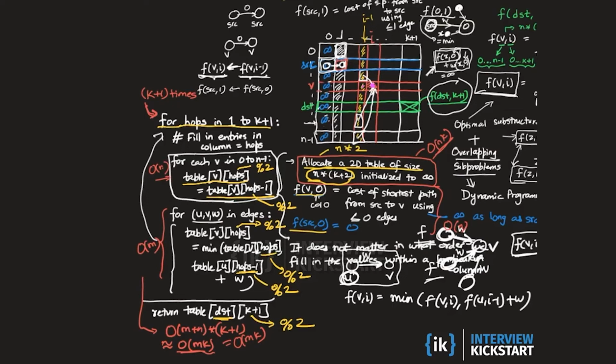So this is going to bring down our space complexity from order n times k to order n, since we need only 2 columns. The time complexity won't change, however. It's still going to be order m times k.